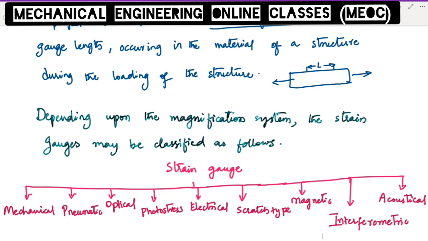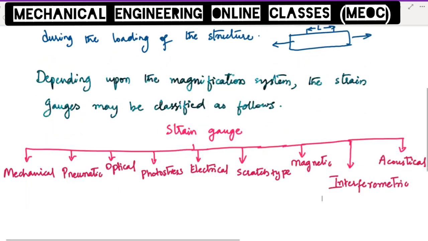Depending upon the magnification system used, strain gauges may be classified as follows. There are many types of strain gauges, out of which the first and most important is the mechanical strain gauge, which we will be dealing with, and then pneumatic, optical, photo stress, electrical, scratch type, magnetic type, interferometric, and acoustical strain gauges.